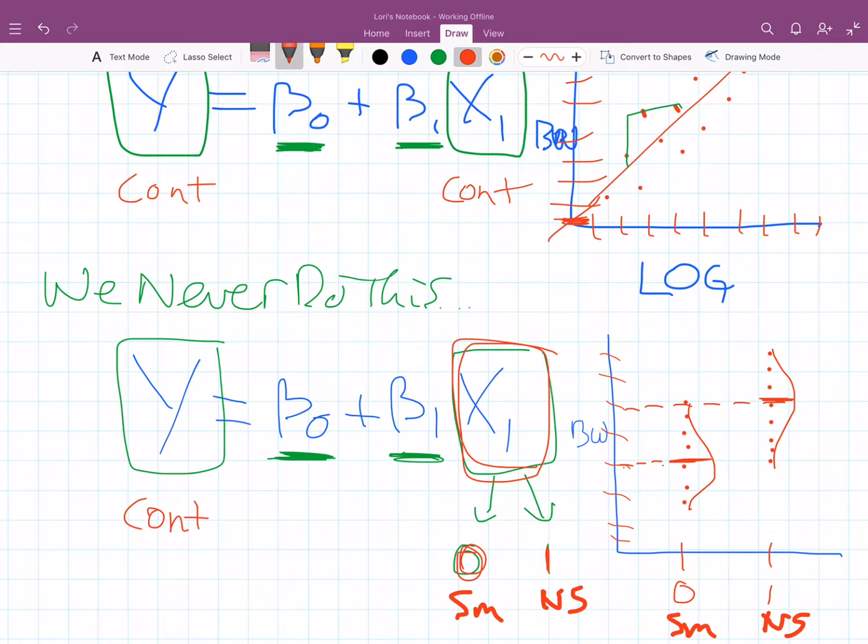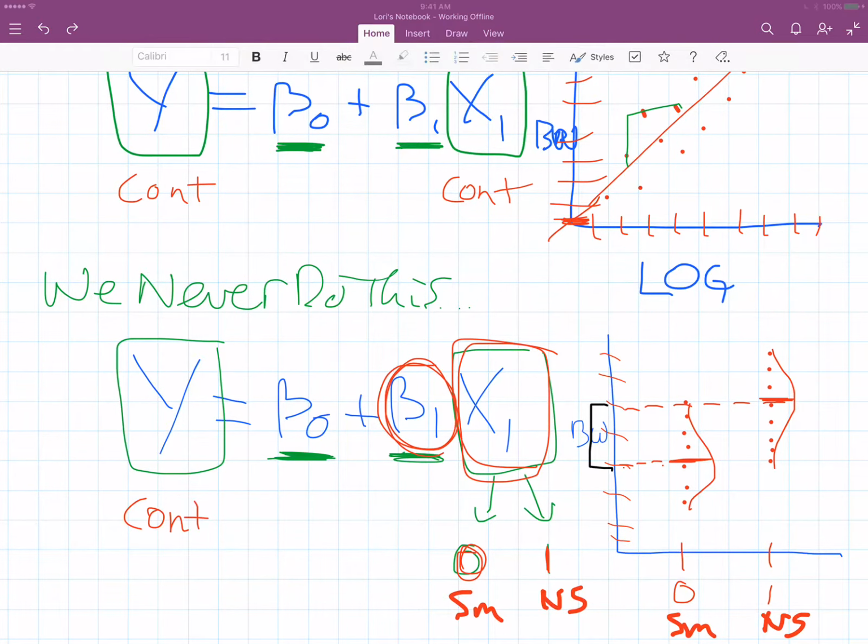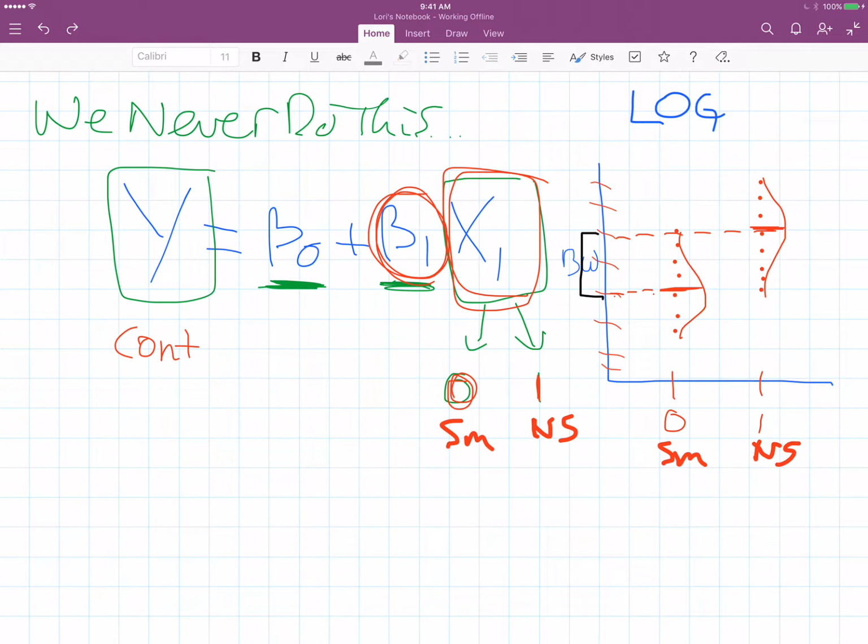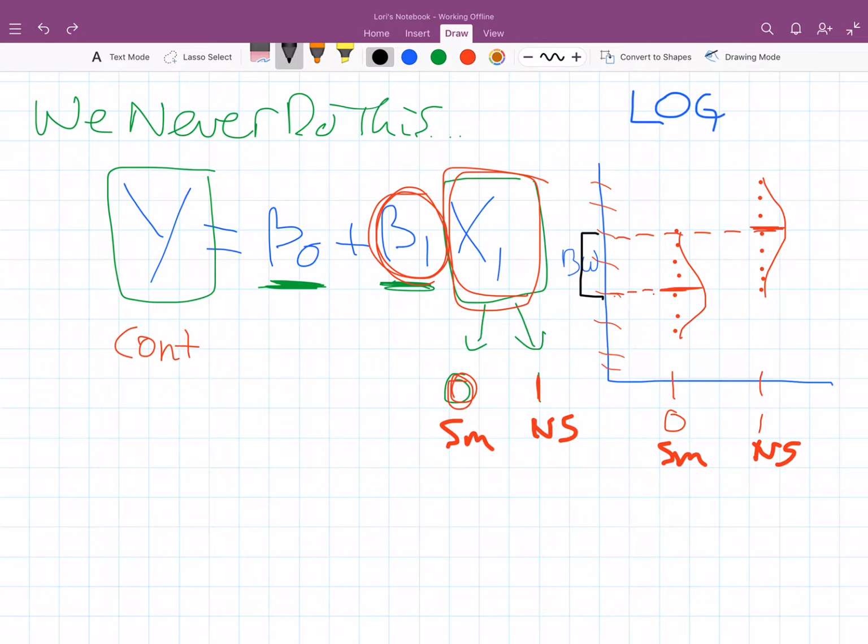And what ends up happening then is that this beta coefficient right here represents, and I'm going to use black here just to make this really emphasized, that represents the difference between these. And I'll show you why. Let's just say that the difference between those is 100 grams.